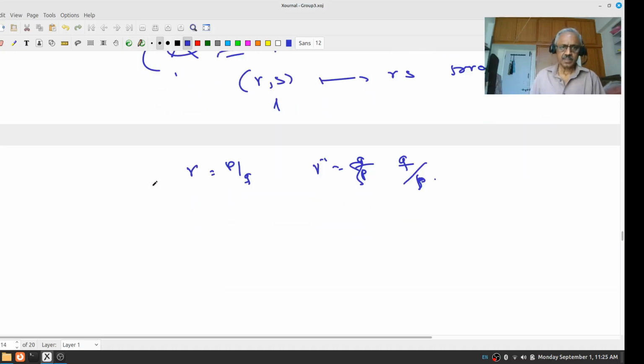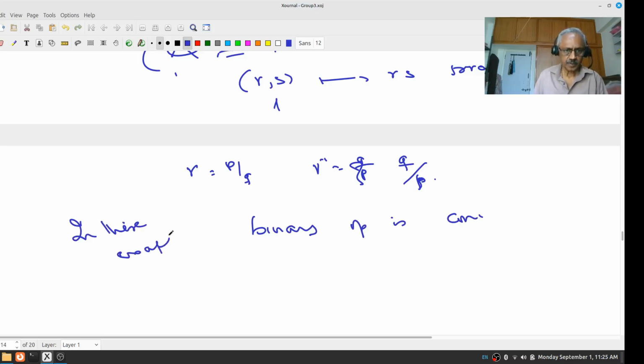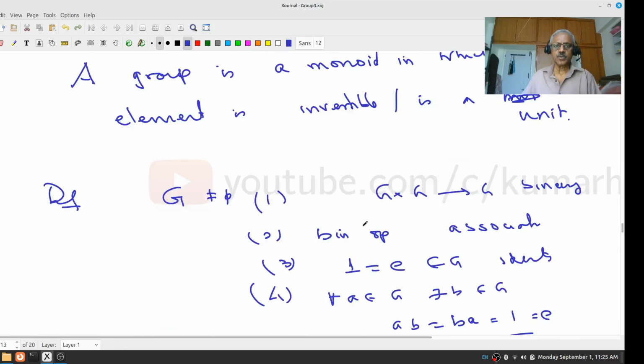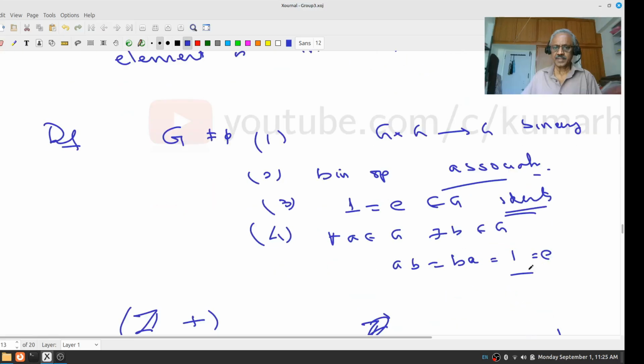But these examples are somewhat special, because in these examples the binary operation is commutative. But in general for a group, we are not assuming commutativity. We are assuming only associativity, and then existence of identity and existence of inverse for all elements.